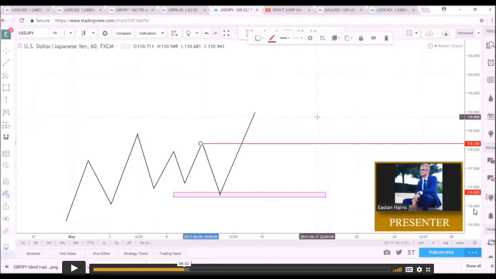So you see where price is? Let's say we got in at 116.5. Right now we're at 119. Yes, we made money. We caught pips from here all the way up to here.